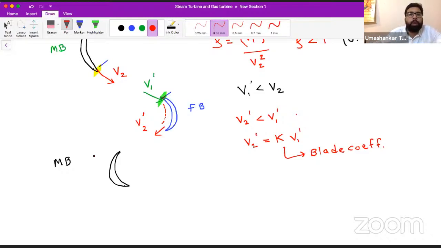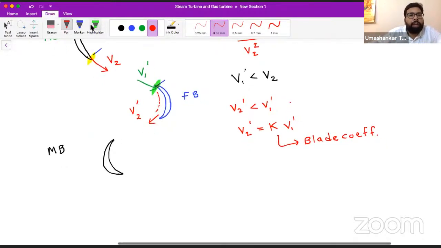Okay. So now, where will the carryover coefficient come into picture?